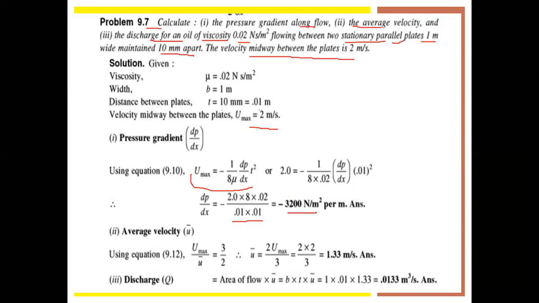The value is this one. Therefore, the pressure gradient is minus 3200 Newton per meter square per meter. Then what is the next thing you have to find? The average velocity, u bar.